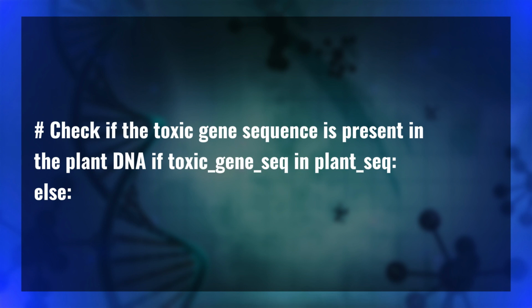So now let us go to the Python code for it and we will check if the toxic gene sequence is present in the plant DNA. What we'll write: as in general spoken English, we generally say if this happens, we'll do this. If this happens, we'll do this. Similarly, if toxic_gene_SEQ, that is toxic gene sequence, in plant_SEQ.